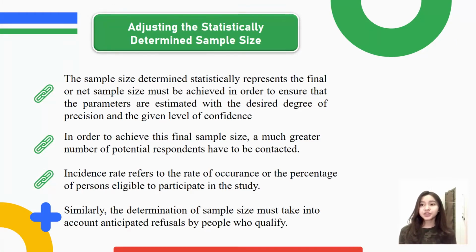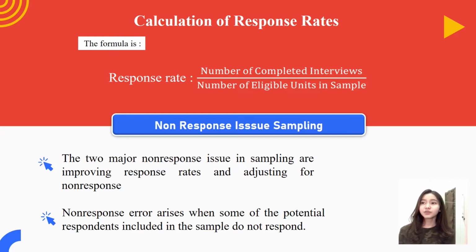And in order to achieve this final sample size, a much greater number of potential respondents have to be contacted. Incidence rate refers to the rate of occurrence, or the percentage of persons eligible to participate in the study. Similarly, the determination of sample size must take into account anticipated refusals by people who qualify. The next one is calculation of response rates, and the formula is: response rate is the number of completed interviews divided by the number of eligible units in the sample.